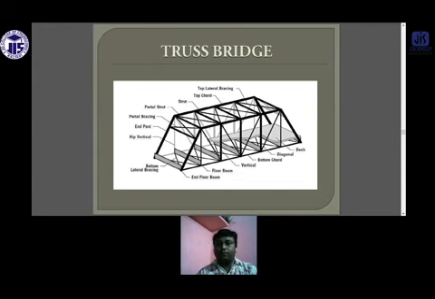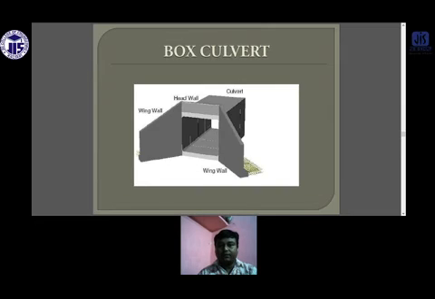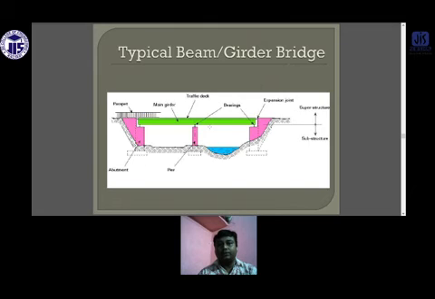These are the components of the truss bridges. You can find various components like end beam, floor beam, vertical, bottom chord, diagonal, deck, the top lateral bracing, the top chord, the strut, the portal bracing, the end post, and the hip vertical, and the bottom lateral bracing. This is a box culvert, which is also commonly used. These are the components of the box culvert.